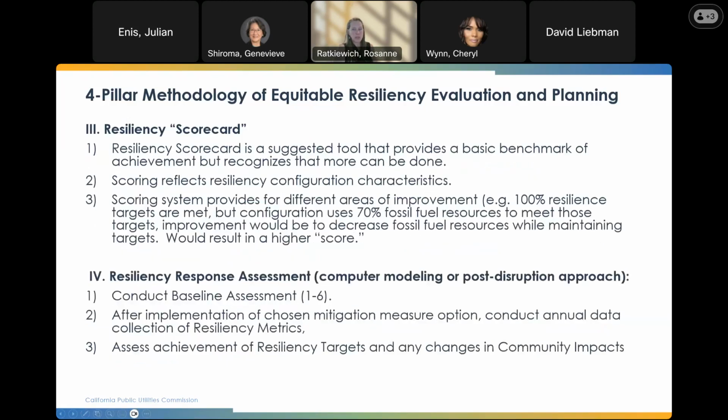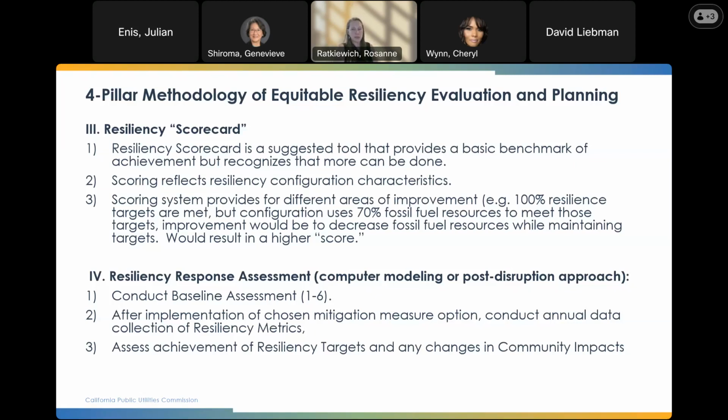In pillar 3, the resiliency scorecard, this is a way to score resiliency configuration characteristics that reflect benchmarks of resiliency achievement and includes characteristics that support state policy goals. Resiliency response assessment, pillar 4, represents the iterative nature of the methodology. This is where we use our metrics to answer how well did the investments do in reaching resiliency targets? Did the investments reduce impacts on the community? And what can we do better in our next iteration?